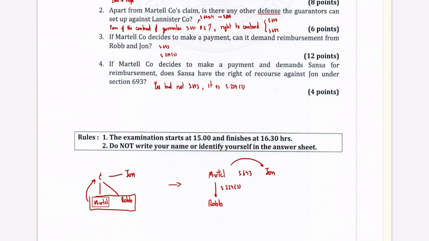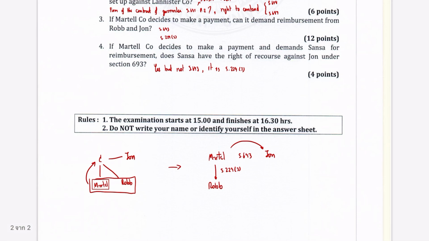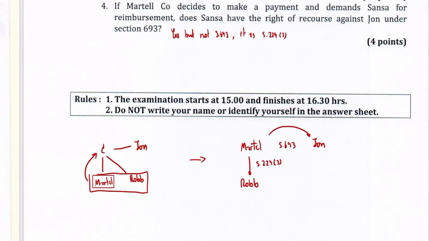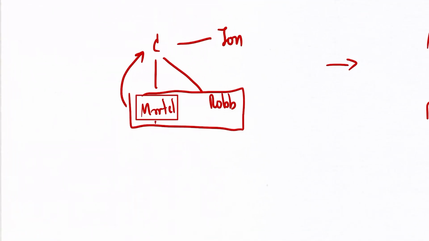And now if Mattelco decides to make a payment and demand Sansa for reimbursement, does Sansa have the right of recourse against John under section 693? So now we also have Sansa to say that, all right, if Mattelco has paid any damage to the creditor, Sansa will reimburse Mattelco, but this is not guaranteed.